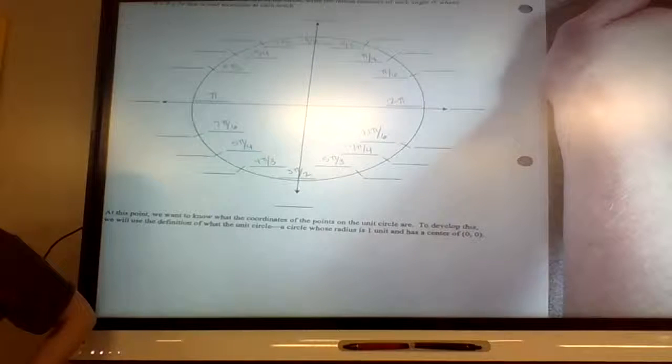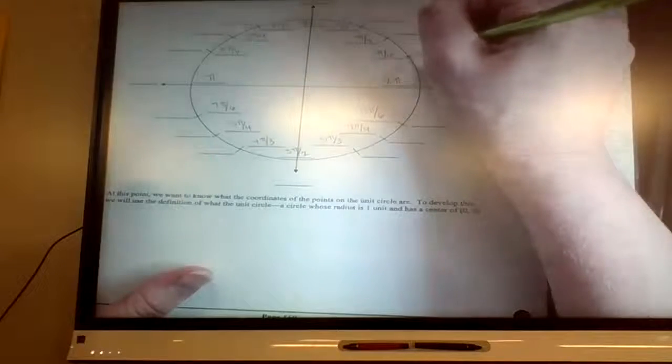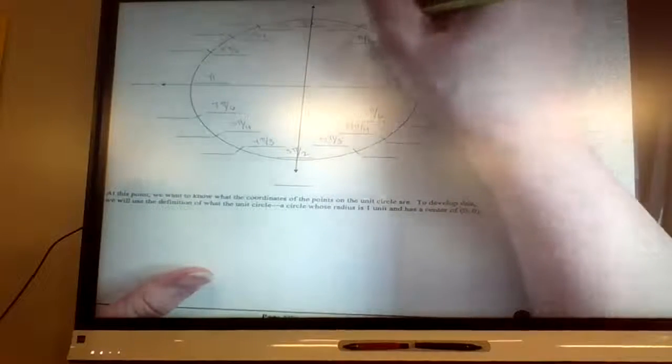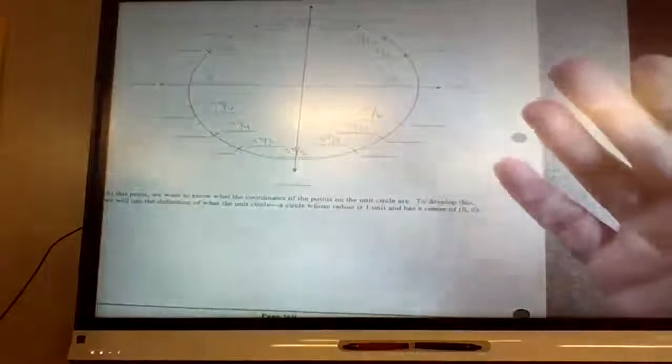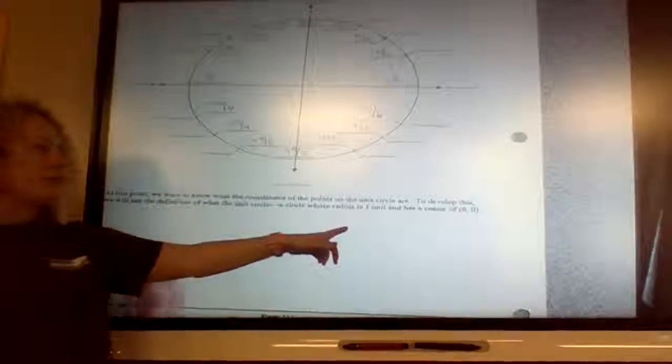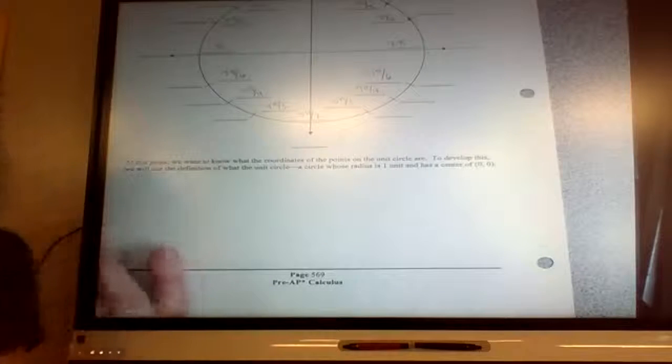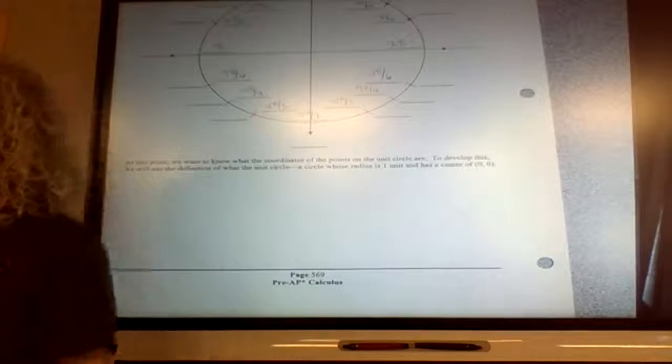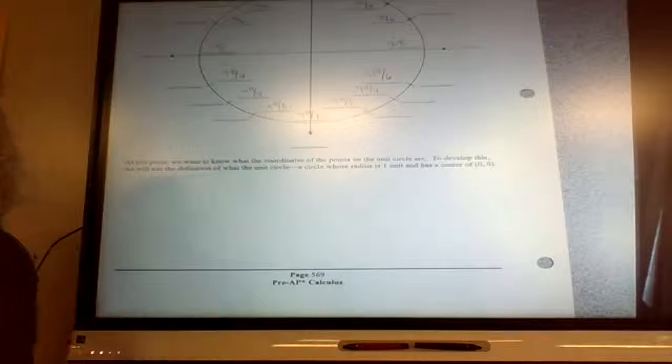Okay, so at this point, what we want to know is the coordinates of the points on the unit circle. See, these are points right here. That's a point. That's a point. That's a point. So we want to know these coordinates, okay? We're going to use the definition of the unit circle, a circle whose radius is 1, and what we know about special right triangles, okay?